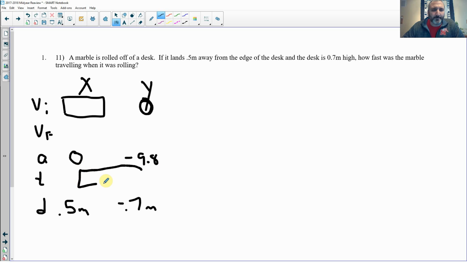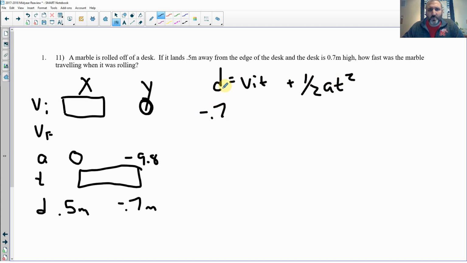Again, I need to find the time. So if I can find the time in the y, that's also the time in the x, and then I can use the distance and the time to figure out the velocity. So an equation with a v_i, an a, a t, and a d, I think the best bet is going to be d equals v_i t plus 1/2 a t squared. Negative 0.7. This is all the y stuff, by the way, okay? Equals 0 t in the y plus 1/2 negative 9.8 t in the y squared, but t in the y is the same as t in the x. So that's going to be 0.